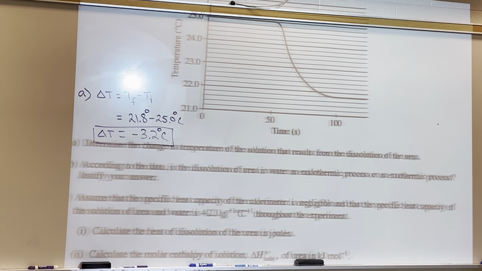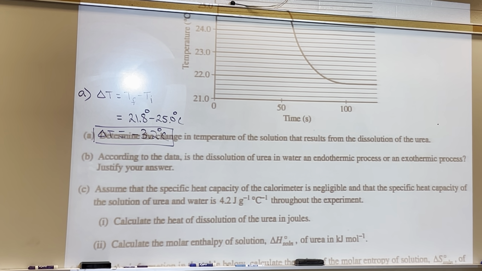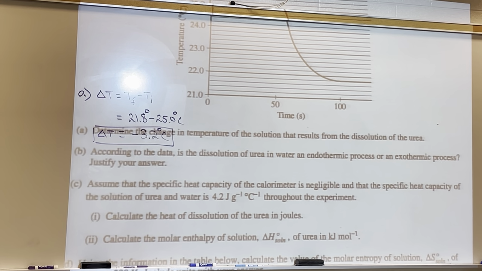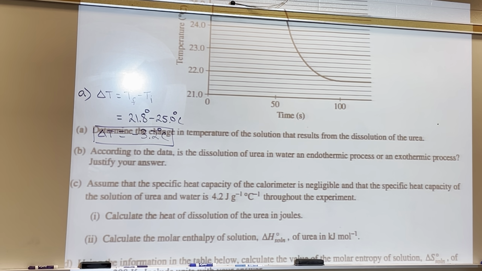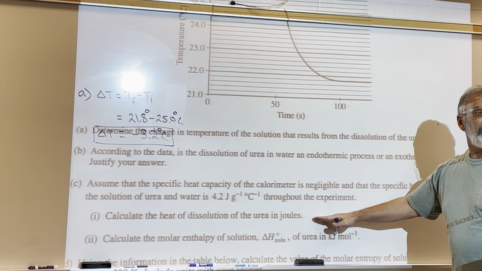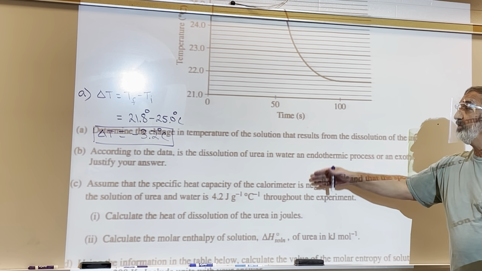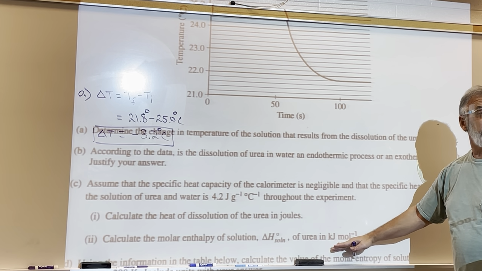Now, when we go up here, it says, assume the specific heat capacity of the calorimeter is negligible and the specific heat capacity of the solution of water is 4.2. Calculate the heat of dissolution and then calculate the molar enthalpy. What does it mean, molar enthalpy? What are the units going to be on molar enthalpy? Kilojoules per mole, which is what we just did. Calculate the delta H in joules or kilojoules, and then using the data, figure out kilojoules per mole.